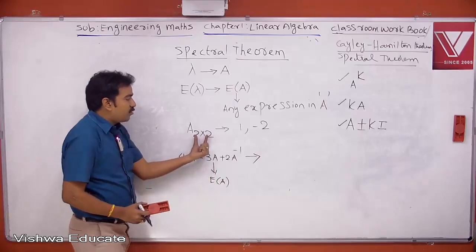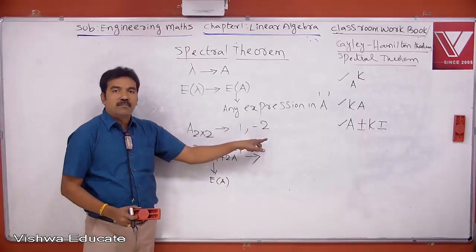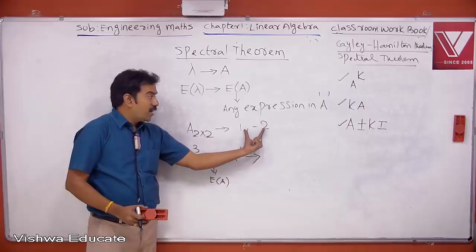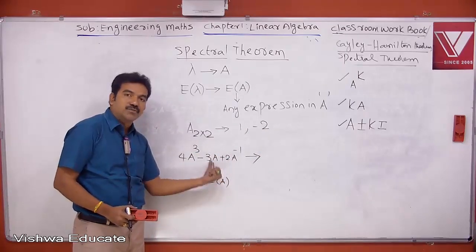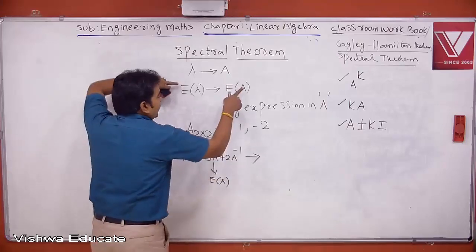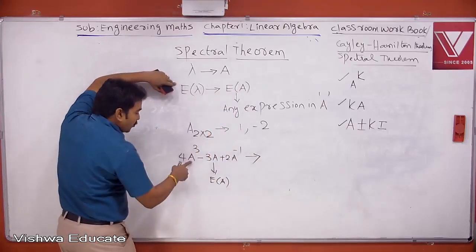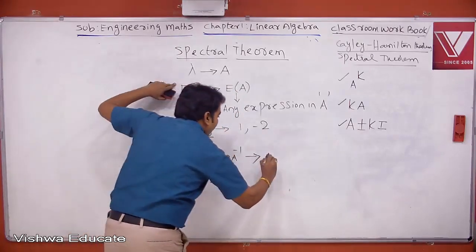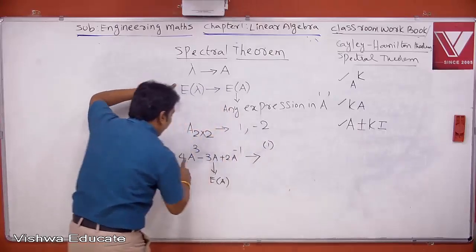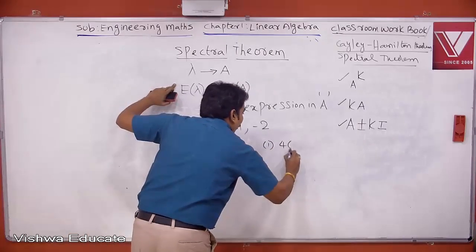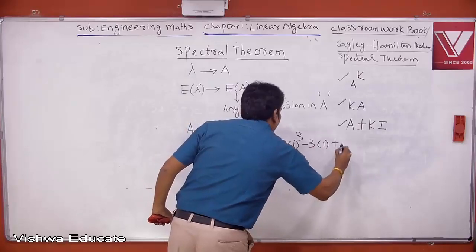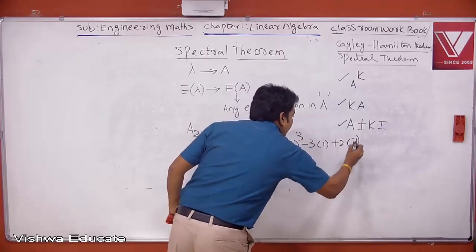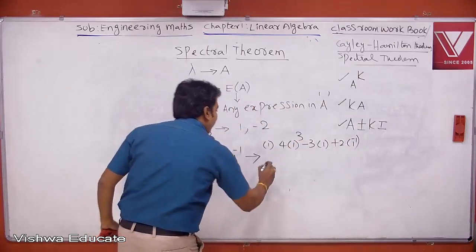Since A is a 2 by 2 matrix having eigenvalues 1 and minus 2, based on these two eigenvalues I can easily get the eigenvalues of this expression in terms of A. Now just simply A is replaced by lambda. So replace A by 1. One of its eigenvalues is 4 into 1 cube minus 3 into 1 plus 2 into 1 inverse. You will get some number.